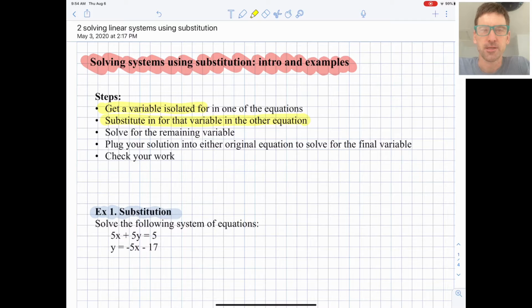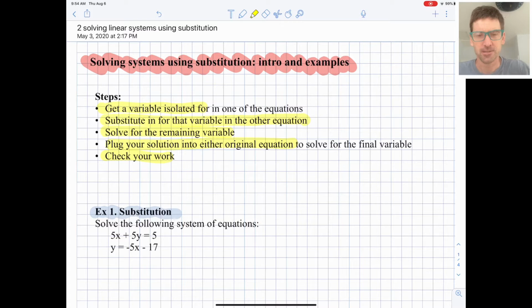So say you get y is equal to something, you're going to plug that something in for y in your other equation. You're going to solve for the remaining variable, which probably means solving for x if you substitute it in for y. And then you're going to plug that solution into either of your equations to solve for the final variable. And then, of course, check your work. It seems like a lot of steps to remember right now, but it should make a little bit more sense once we go through an example.